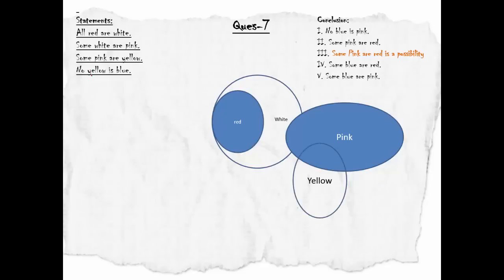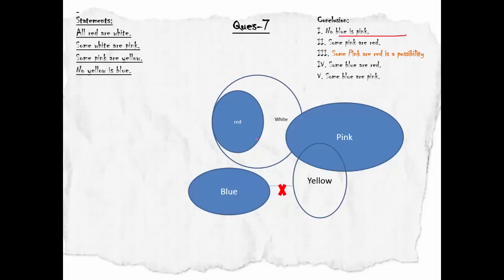Now the last statement is no yellow is blue. So we draw blue such that no part of yellow is blue. So we draw blue separately, not overlapping, because these are not overlapped. No portion of yellow is blue. So we'll give a cross restriction symbol here. Let us see the conclusions one by one.